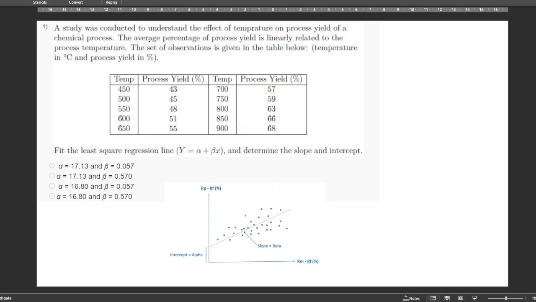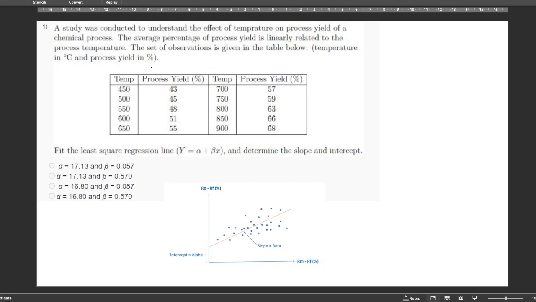A study was conducted to understand the effect of temperature on the process yield of a chemical process. The average percentage of process yield is linearly related to the process temperature. The set of observations is given in the table below: temperature in degrees Celsius and process yield in percentage. They have given temperature versus process yield data, and they are also telling us it is linearly related. So there might be some scatter, but they almost follow a linear trend.